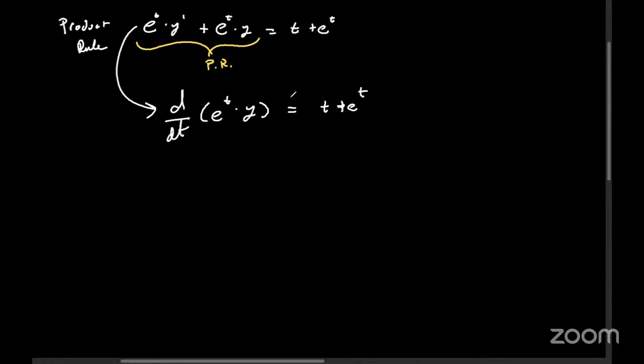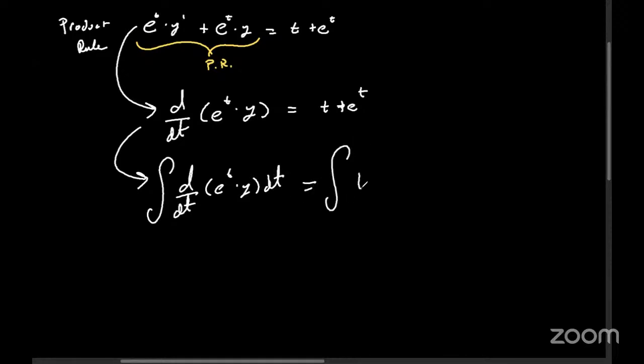Well, now I want to see what happens if I integrate this on both sides. So I'm going to rewrite this. I'm going to integrate this with respect to t, the integral of t plus e to the t dt. So both sides, I'm going to integrate with respect to t. And what does that buy me? Well, on the left-hand side, by the fundamental theorem of calculus, the integral of the derivative is just that. So it just pops out.